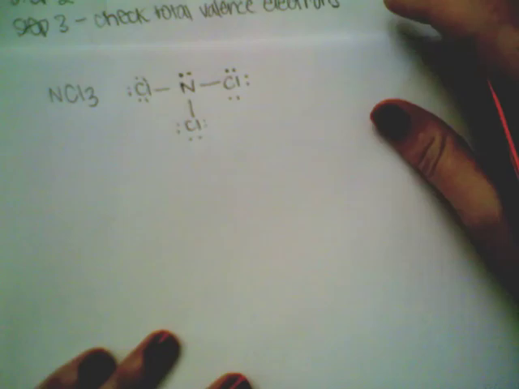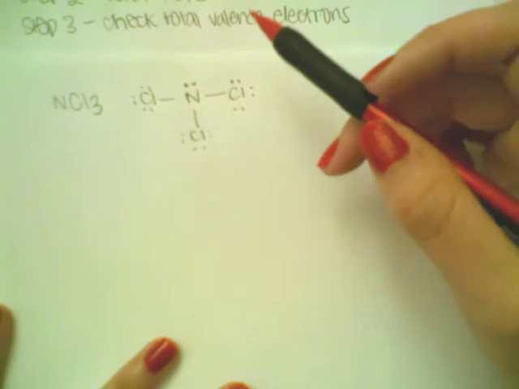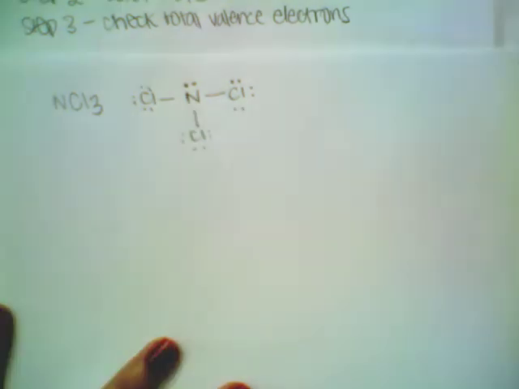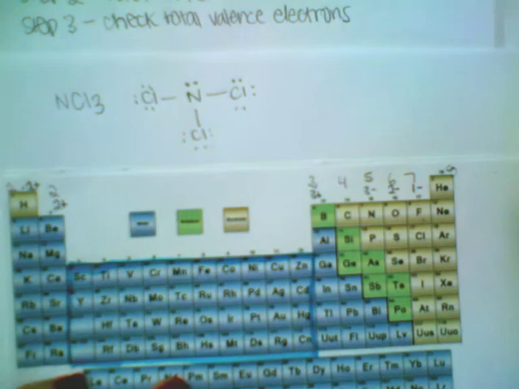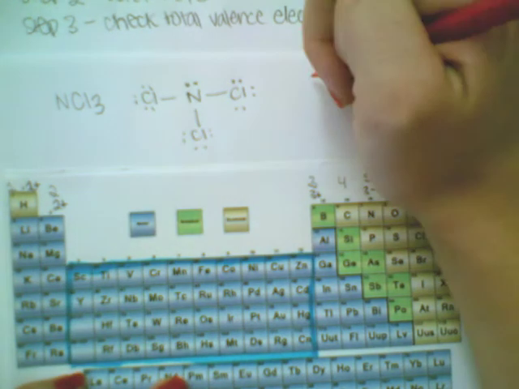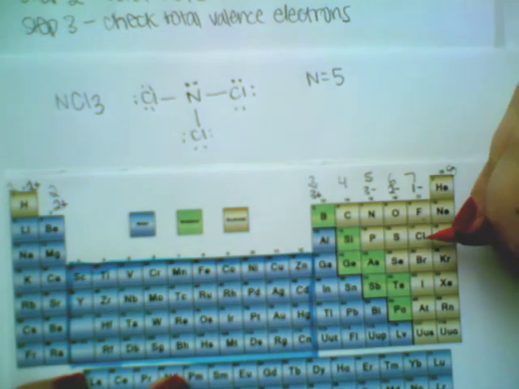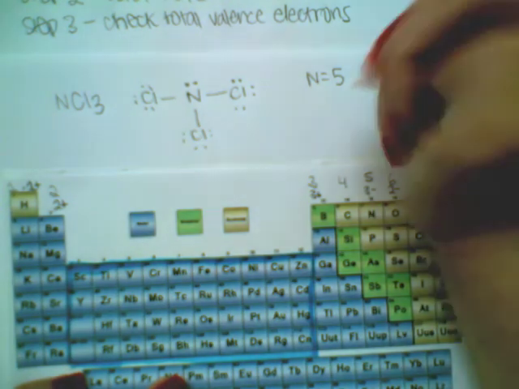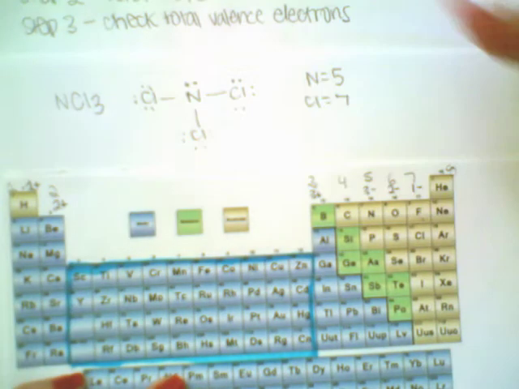Step 3 is to check the total valence electrons. Each one of these elements has a certain number of electrons in its outer shell, and those are going to be the ones that are available for bonding. When we look at our periodic table, we see that nitrogen contributes 5 valence electrons. Chlorine contributes 7. And there are 3 chlorine atoms in our structure.